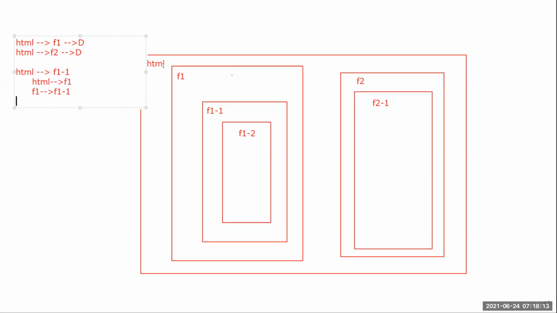We cannot directly go from HTML to F11 because without identifying F1, we cannot move our control to this frame, and without being in this frame, we cannot directly go into a child of this frame. You understood? So if you want to move from HTML to F11, you have to go to F1, then from there switch to F11. There is no other way. Even if you are not doing any operations on F1, you have to go to F1, then only can you go to F11. Okay, is that clear?